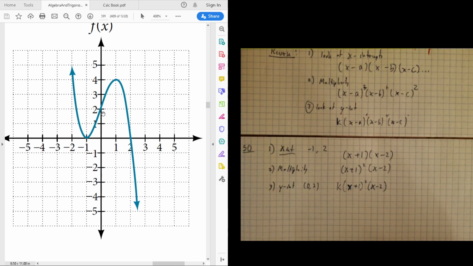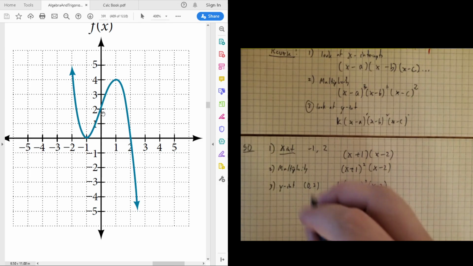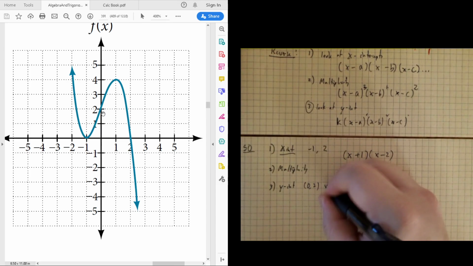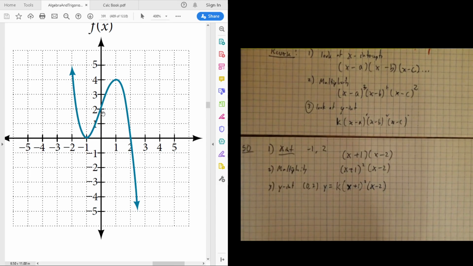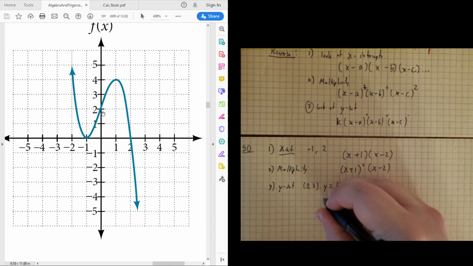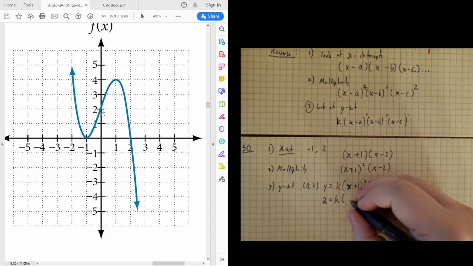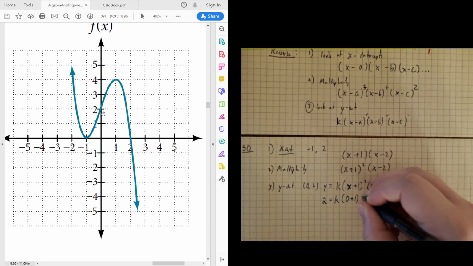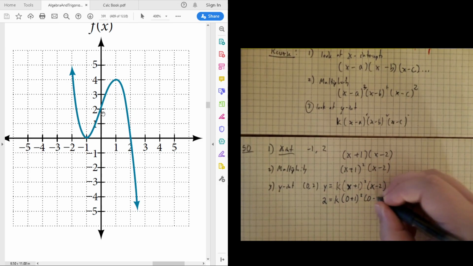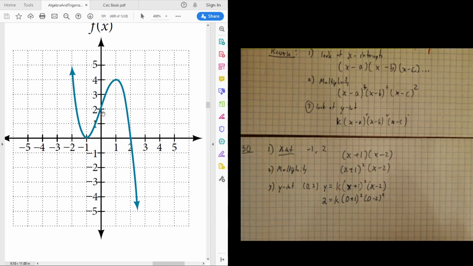Okay, so what I'm going to do now is I'm going to take (0, 2) and plug them in. So this is the equation that I have so far right here. I'm going to plug in 0 and 2 for x and y respectively, and let me use that to find out what k is. So my y should be 2, k is just k, my x is 0. Okay, let's figure this out.